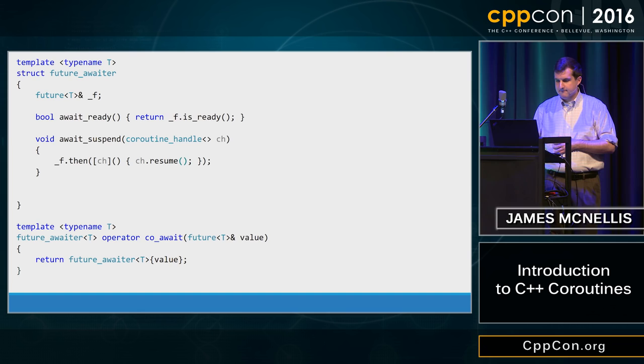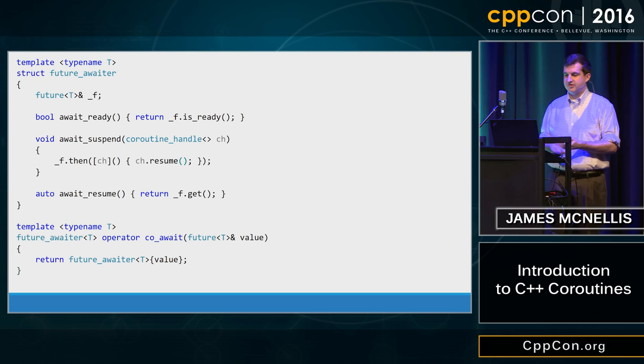And then finally, we need to implement await_resume, which gives you the actual value back. And here we just call .get on the future.